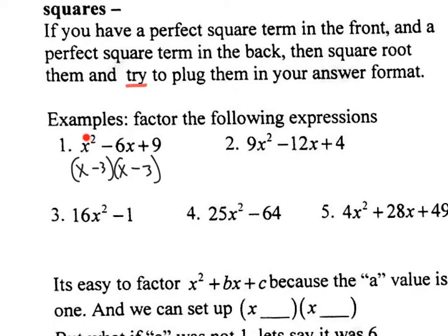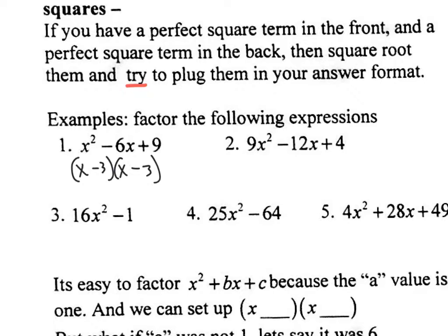If you have a perfect square term in the front, x squared, what's the square root of x squared? x. What's the square root of 9? 3. So the square root of x squared is x, you write that right here. The square root of 9 is 3, you write that right there. And then you think about the signs that are right here, and you'll know what to plug in for signs right here. Now, I know you're probably thinking, why the heck would I want to do that?